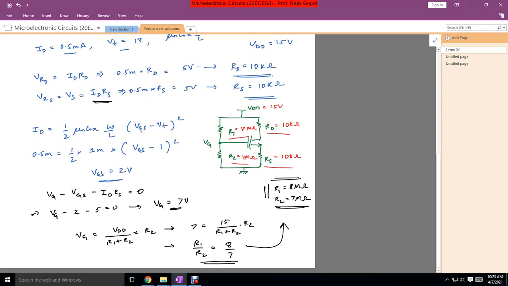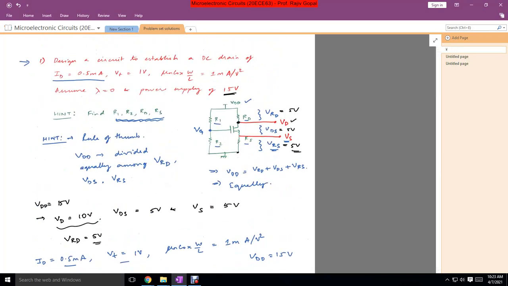So this is the first problem, a simple design problem, considering a voltage divider bias which also has an RS value. So this you should remember, the hint, rule of thumb: VDD is divided equally among RD, VDS and RS.